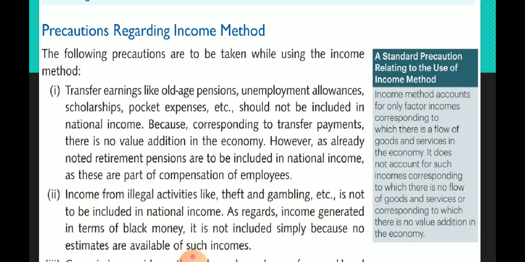Now, precautions regarding income method. There are many things that are not included in national income. So that is considered as precautions regarding income method. Let us understand it.